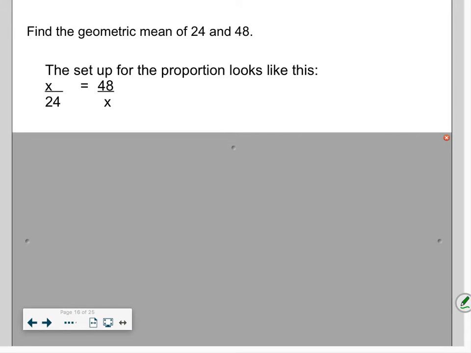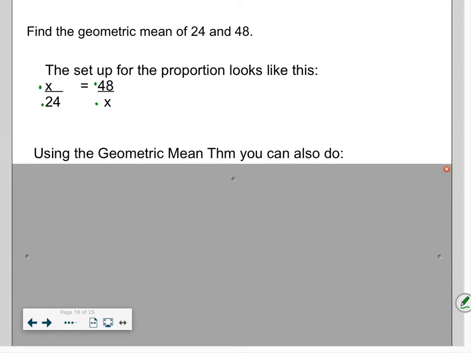We'll be using the geometric mean, and we're going to do that right now. If we were asked to find the geometric mean between 24 and 48, the setup for the proportion is going to look like x over 24 equals 48 over x. So it's that missing piece there.